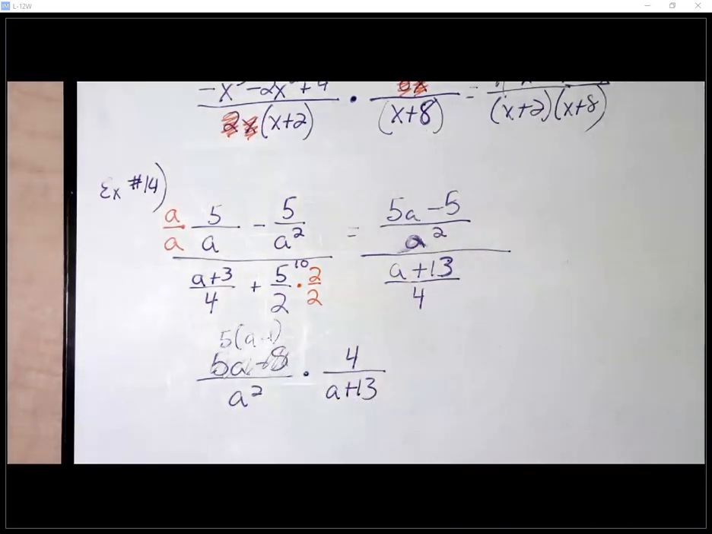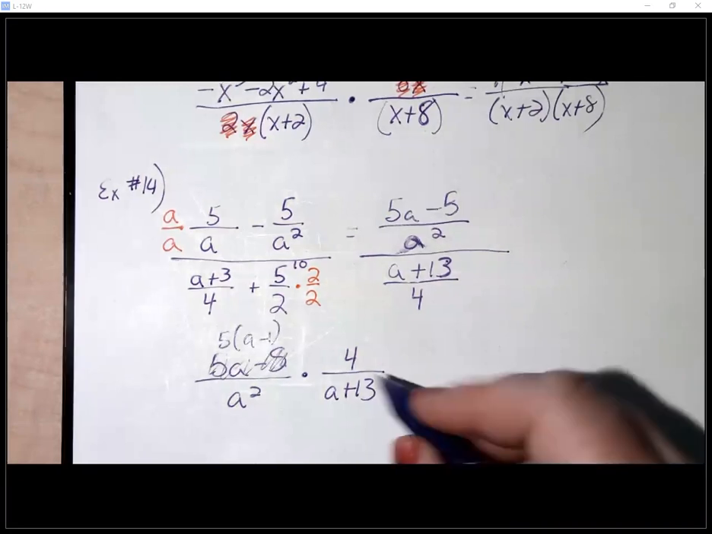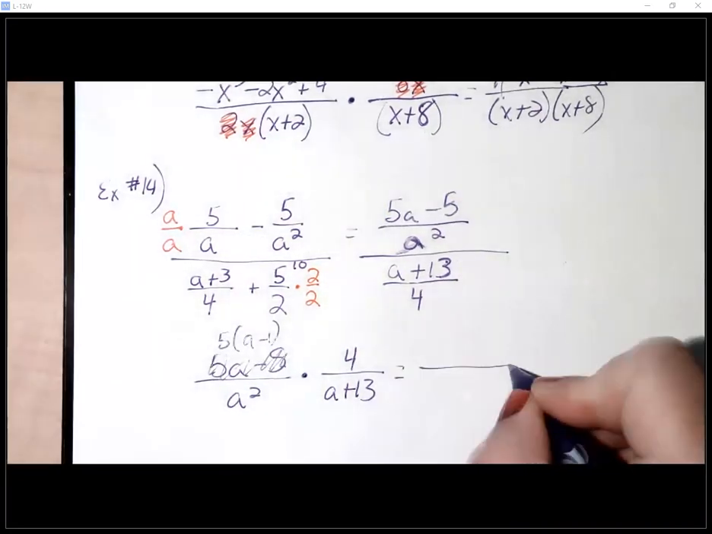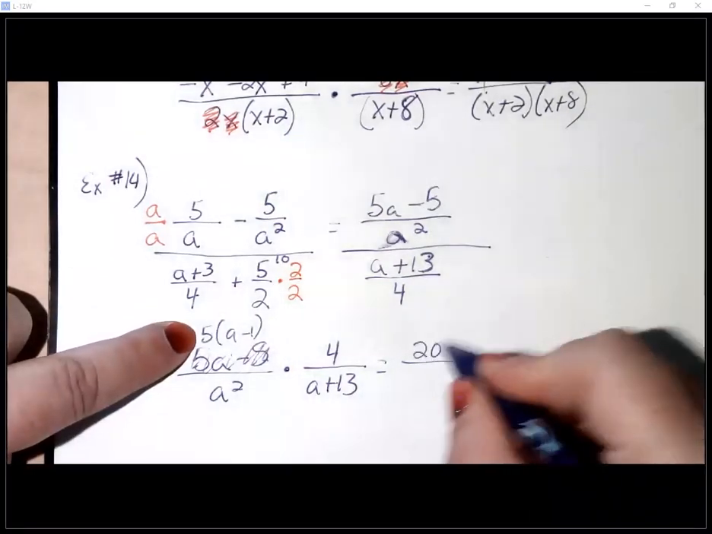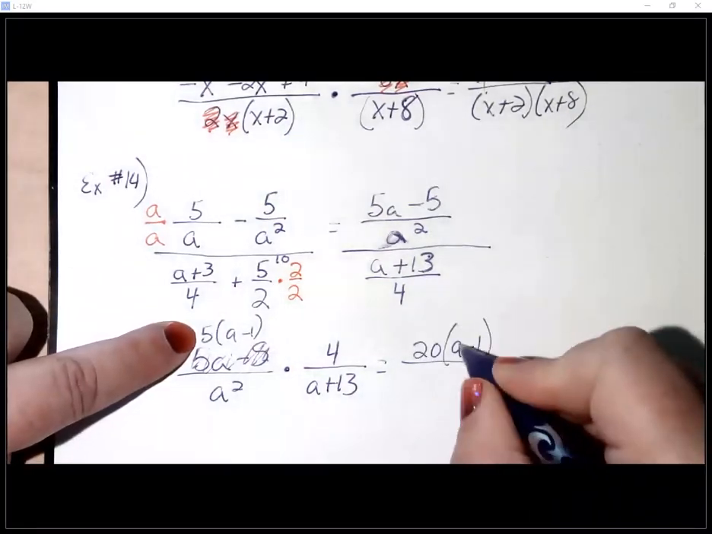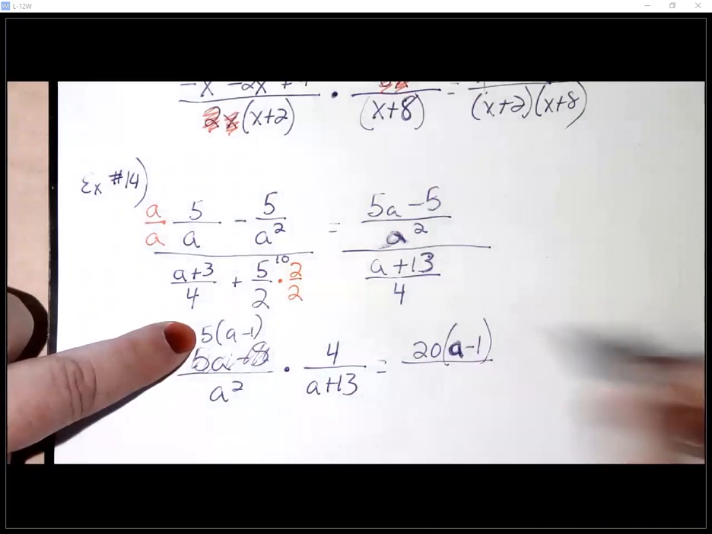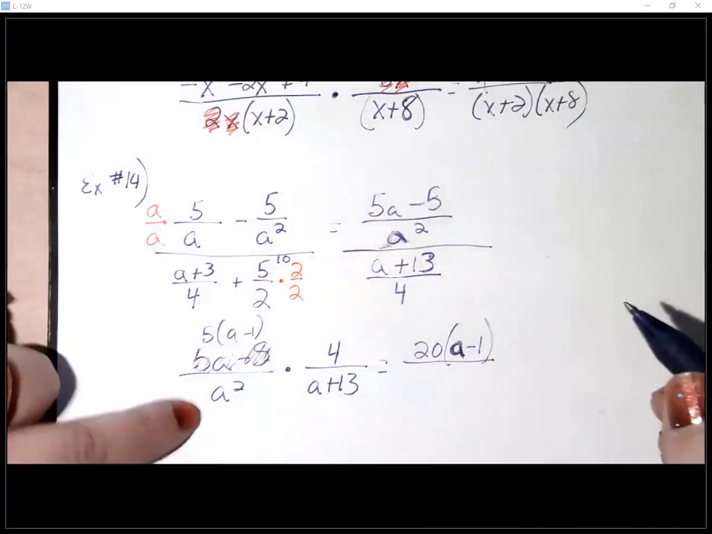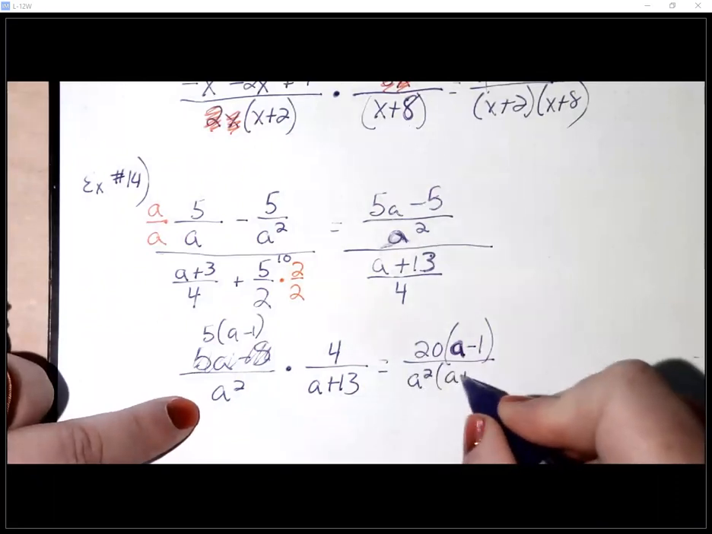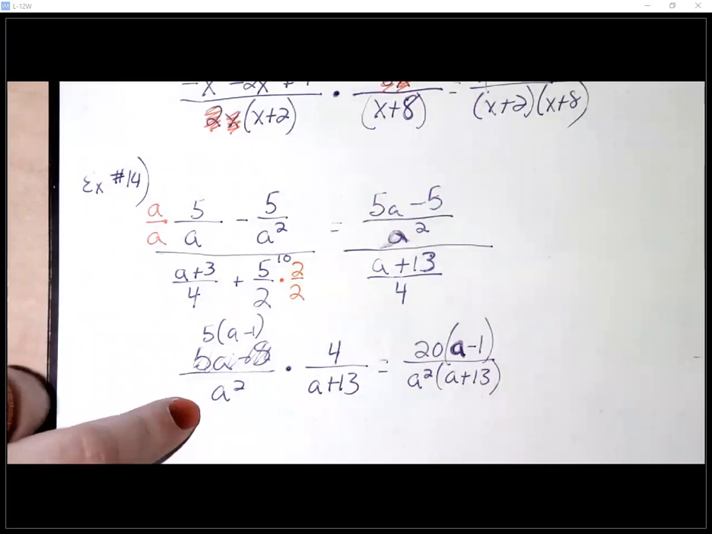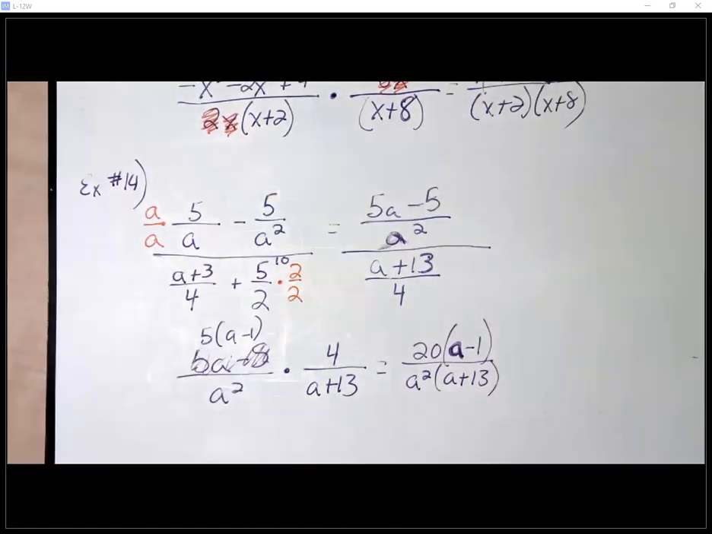Do you guys see anybody that cancels? No, too bad, so sad, but sometimes there will be. In this case, there just isn't. So then I just multiply it all together. So my numerator, I'll have 20 times A minus 1. If you distribute that out, that's fine. You don't have to, but you can. And then in my denominator, I'm going to have A squared times A plus 13. And that is as far as I can go besides just multiplying that in, which is optional.